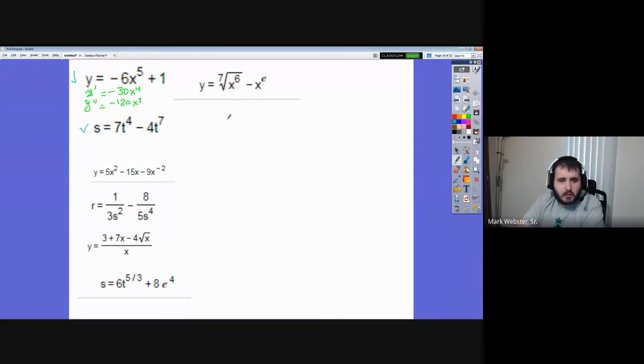Same idea, right? 7t to the fourth minus 4t to the seventh. So we're taking the derivative with respect to t. I'm going to use a different notation this time. The derivative of s in terms of t. So I'm going to bring down the exponent. 4 times 7 is 28. Bring this down by 1. It was a 4, now it's a 3. Minus 4 times 7 is 28. Bring this down. It was a 7, now it's a 6.